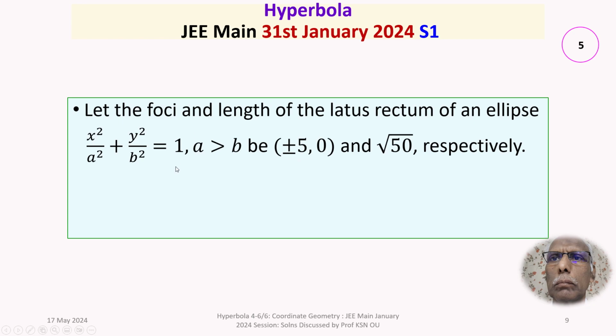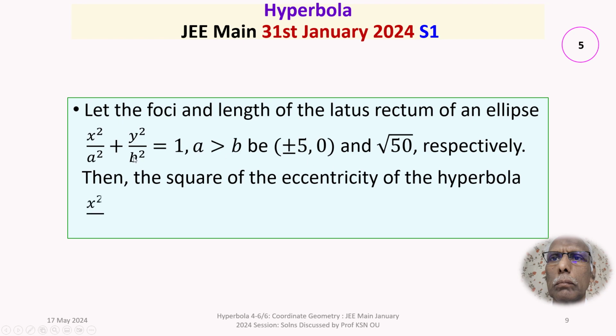The foci of this ellipse is given to be plus or minus 5 comma 0. The length of the latus rectum of this ellipse is given to be under the square root of 50. Then we are required to find the square of the eccentricity of another hyperbola, x square by b square minus y square by a square b square is equal to 1, from the given data above regarding the foci and length of the latus rectum of the given ellipse. That is the data which you have to use to find the square of the eccentricity of this hyperbola.